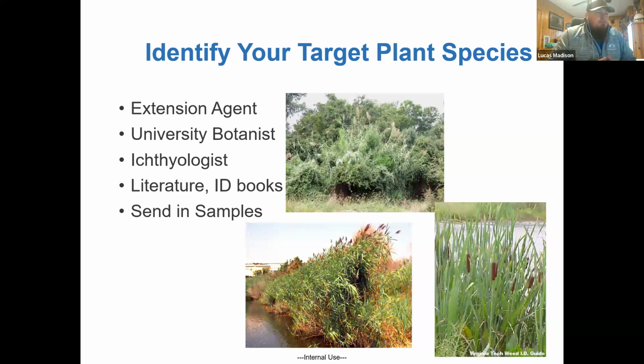I've used a few of them. I think they'll get you in the ballpark. Usually, maybe family level, but they haven't been super great for getting very precise. So I always encourage, if you have questions, reach out to an extension agent, a botanist. If you're doing fully aquatic, it's really good to talk to a local ichthyologist, whether they're with a state agency or a college or what have you. And then, of course, literature ID.